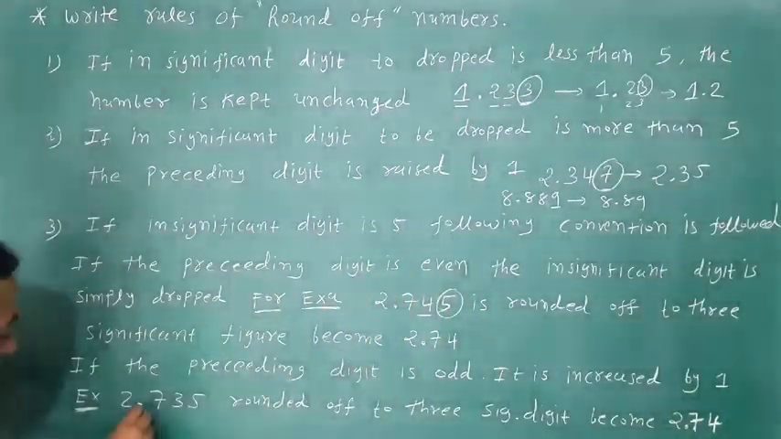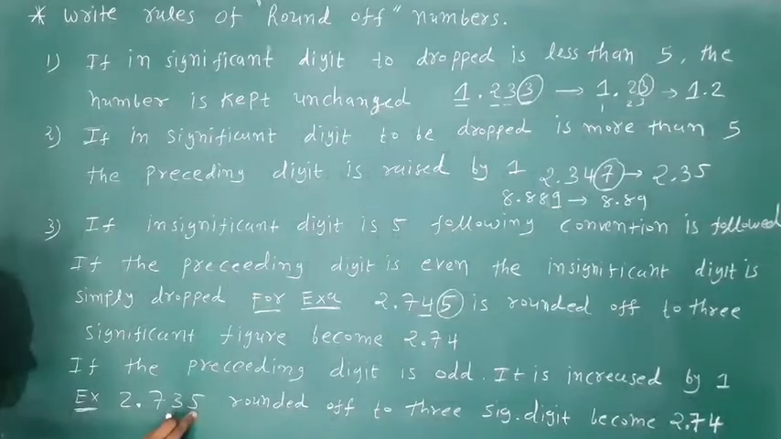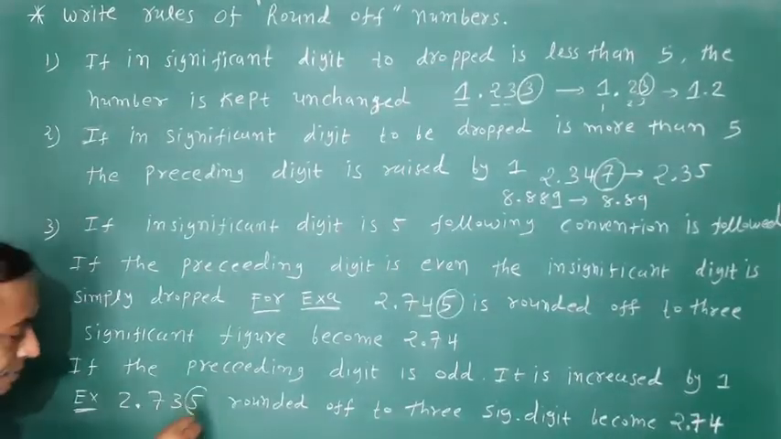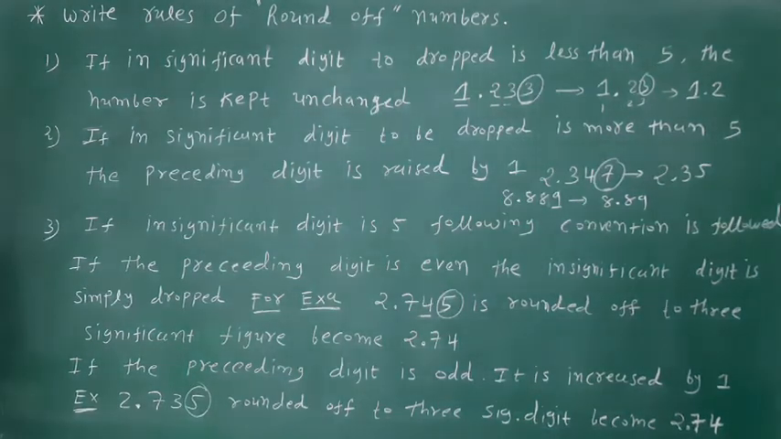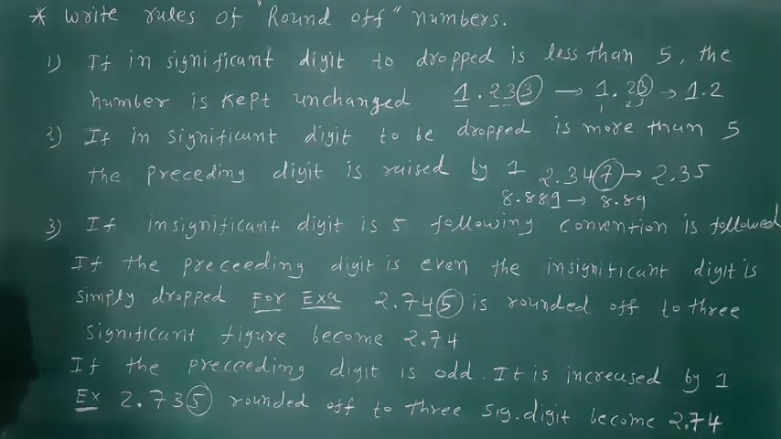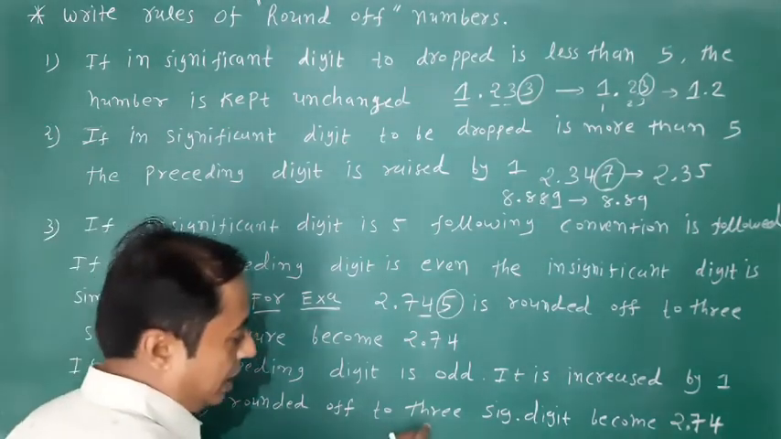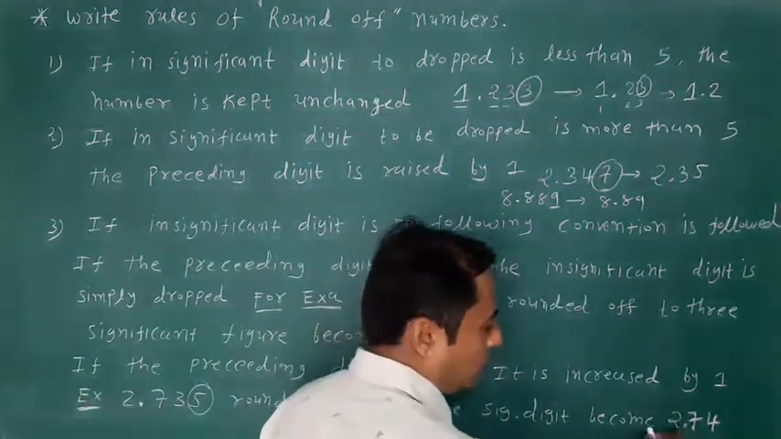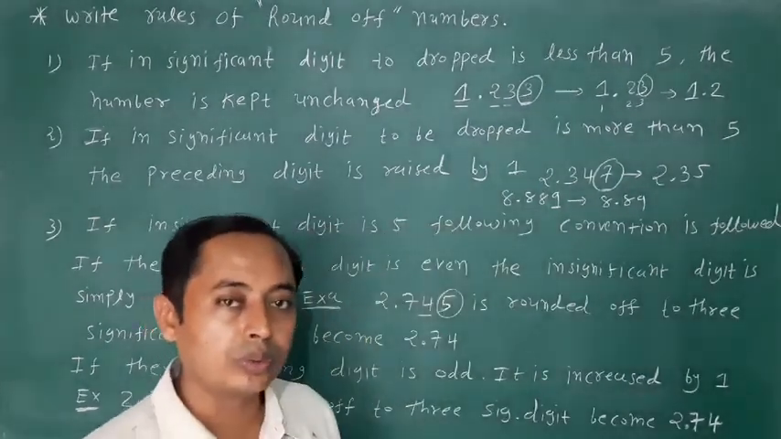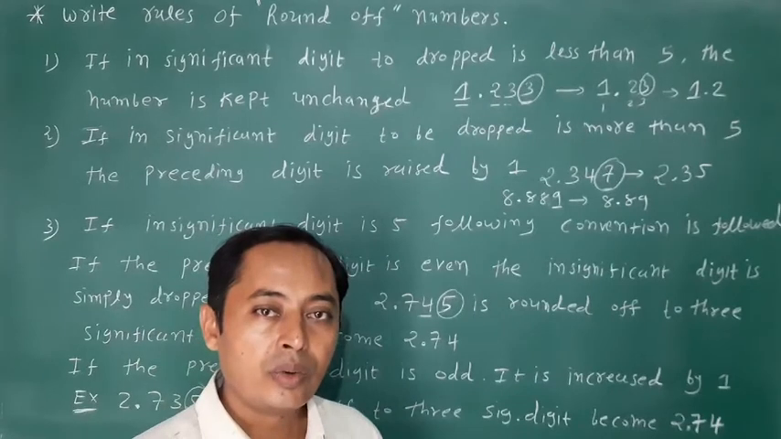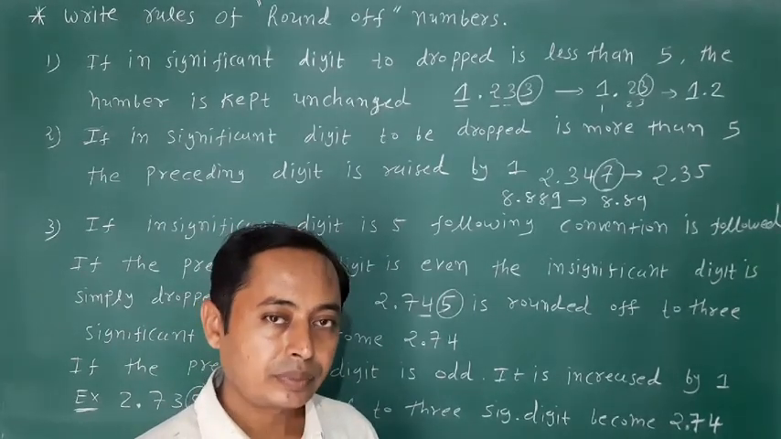Okay. If the preceding digit is odd, it is increased by 1. Look here, 2.735. Okay, here also four significant digits. The last number is 5. Now we remove it. So now we add 1 here, odd means the number 3 plus 1. So rounded to three significant digits it becomes 2.74. Friends, all these rules are very important for examples.